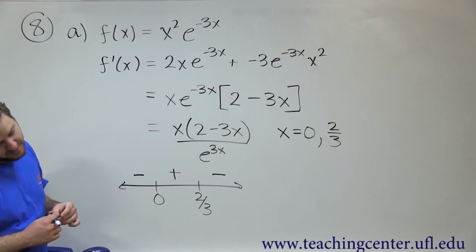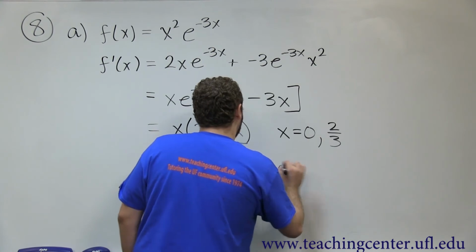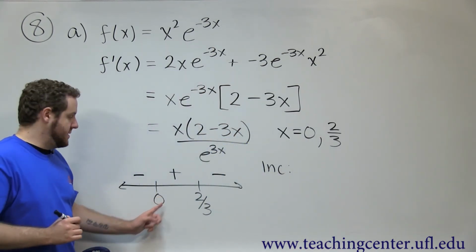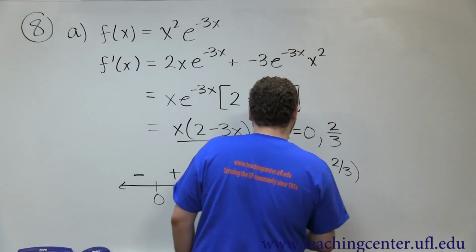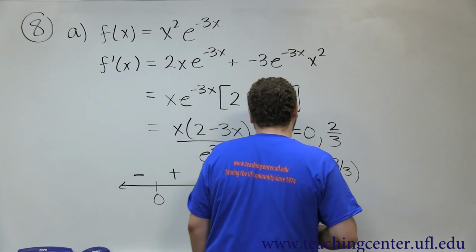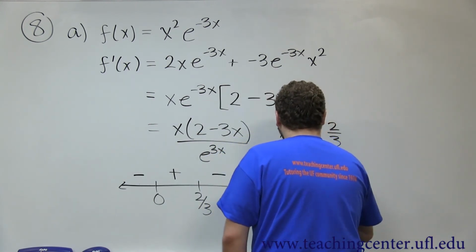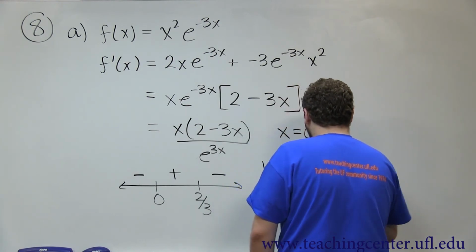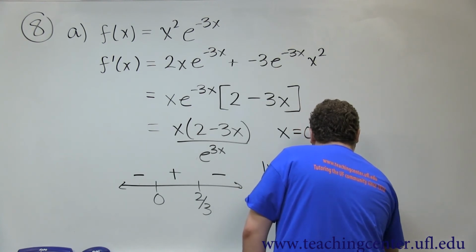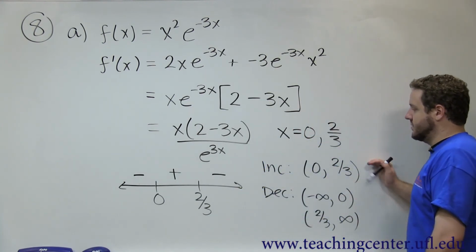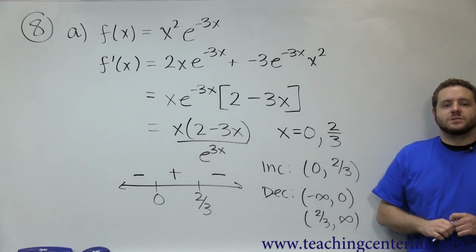And we want to find the intervals of increasing and decreasing. So we would say that this function is increasing only on the interval between 0 and 2/3. It's decreasing everywhere else, which is negative infinity to 0 and 2/3 to infinity. So those are our intervals of increase and decrease, and our critical numbers were both just 0 and 2/3.